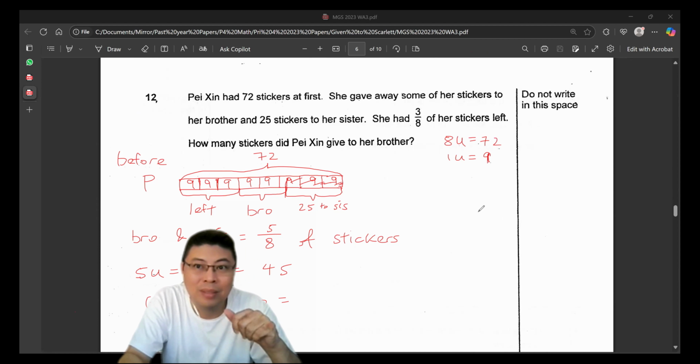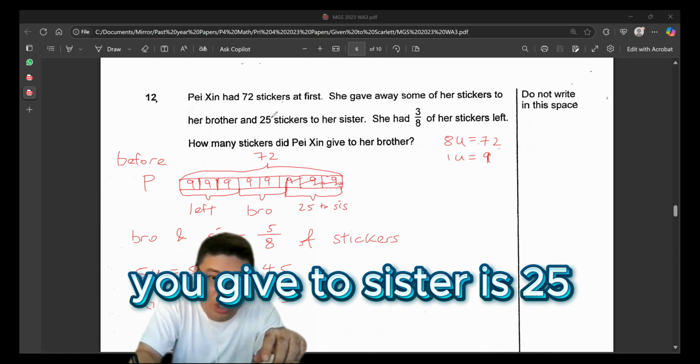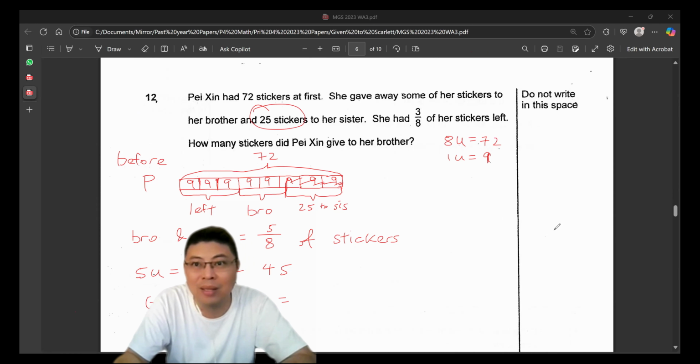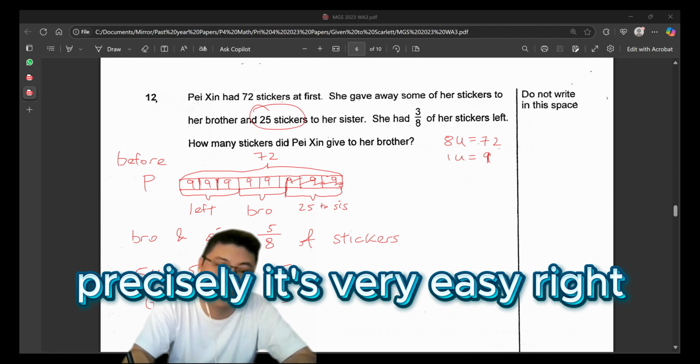You give to brother and sister is 45. You give to sister is 25. So give to brother is how many? Precisely. It's very easy, right?